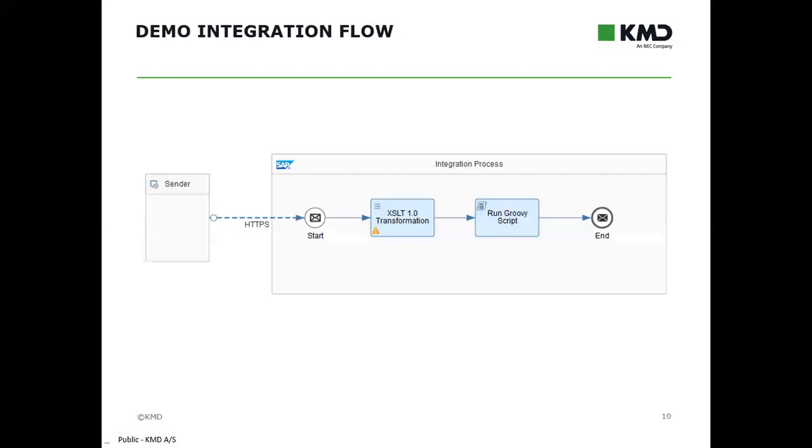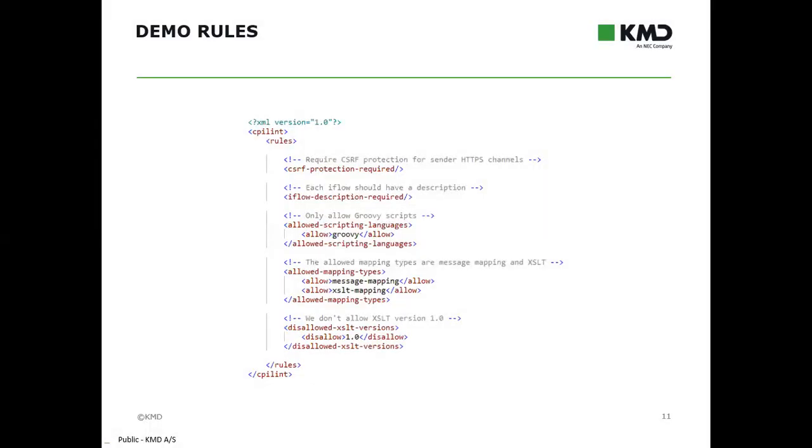So I'm going to show you a very brief demo. This is the iFlow that I'm using for the demo. It's very simple. It just has an HTTPS sender channel, an XSLT mapping, and a Groovy script. And I'm going to check that iFlow against these rules.